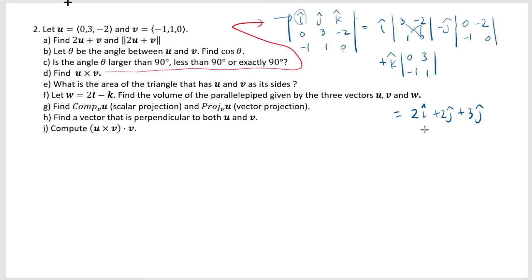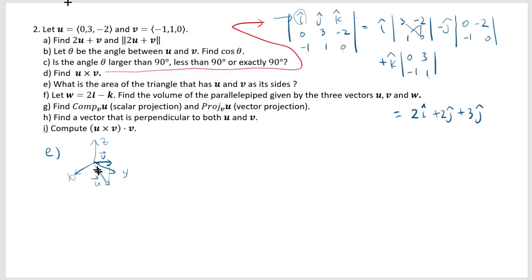Okay. Now what is the area of the triangle that has U and V as its sides? So you think about this three-dimensional space, X, Y, and Z, and you have U being like 0, 3, and then down. So the vector U is something like this, whereas V would be -1, 1. So vector V would be over here.